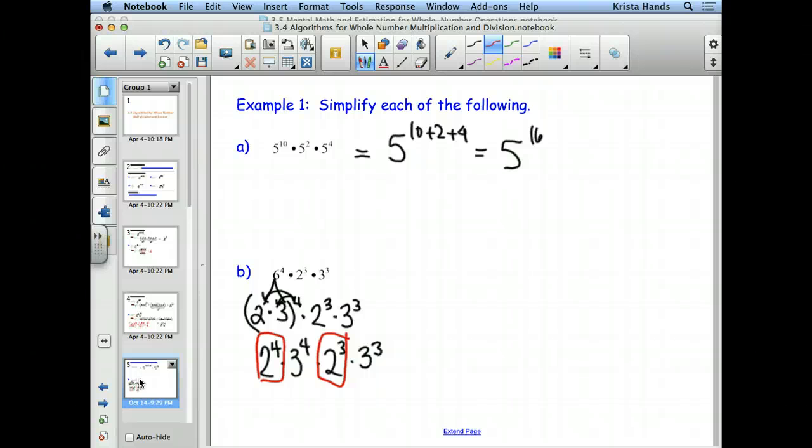So I can regroup this so that I have 2's together. So I'd have 2 to what power? 7th. And if I regroup the other piece together, I would also have a 3 to the 7th. Does that make sense? Okay.